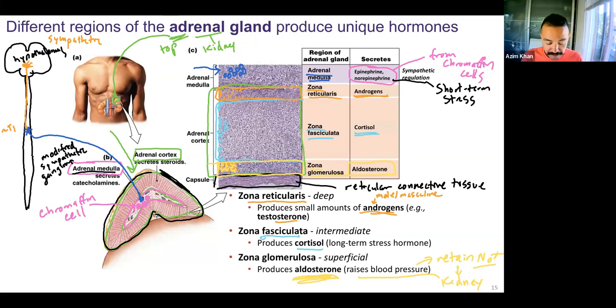To recap, the sympathetic nervous system stimulates the adrenal medulla. Write that down. Sympathetic nervous system stimulates the adrenal medulla to release epinephrine and norepinephrine. There's other factors that we haven't discussed that stimulate zona reticularis to release androgens. So don't worry about what stimulates it. Just assume that it's going to be releasing it periodically.